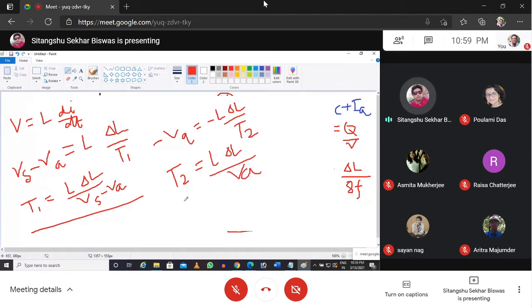Now the total time period T is equal to T1 plus T2, which is nothing but L del L, and inside there is 1 by Vs plus 1 by Va. That means Va cancels, so what remains is Vs divided by Vs minus Va. Now if I want to find out L, that is nothing but T into Vs minus Va.